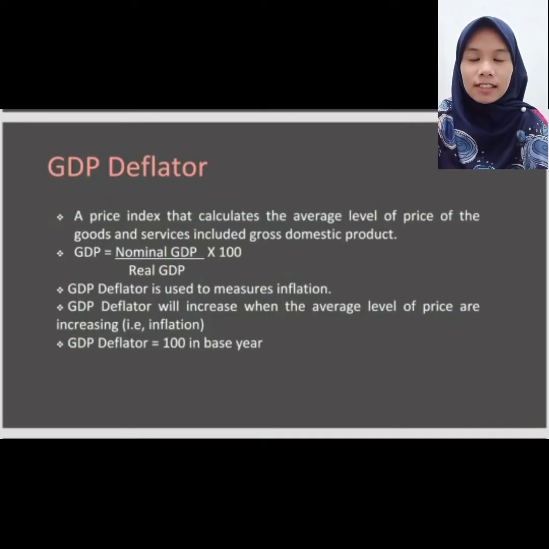The first material is GDP deflator. GDP deflator is a price index that calculates the average level of price of the goods and services included in gross domestic product. The formula of GDP deflator equals nominal GDP divided by real GDP multiplied by 100. A GDP deflator is used to measure inflation. GDP deflator will increase when the average level of price increases. GDP deflator equals 100 in the base year.